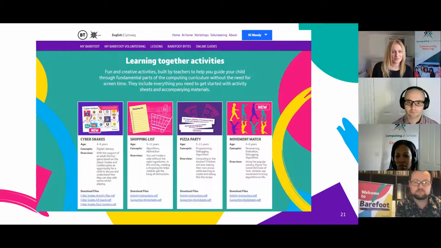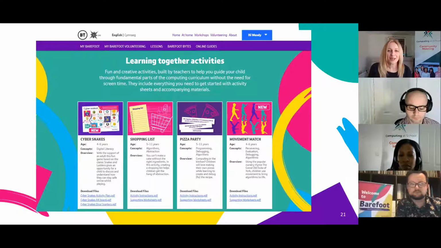The next section I'd like to talk through is the Learning Together activities. And these are screen-free activities. And they come complete with all you need to get started. As you can see from the slide, each activity explains which age group it can be used with, and the computing concepts being covered, and a summary of what's involved.